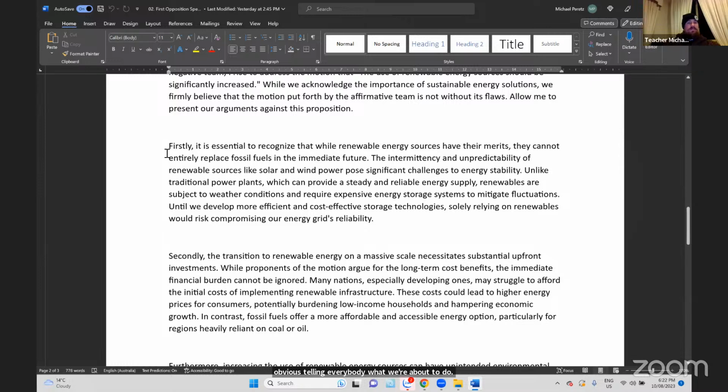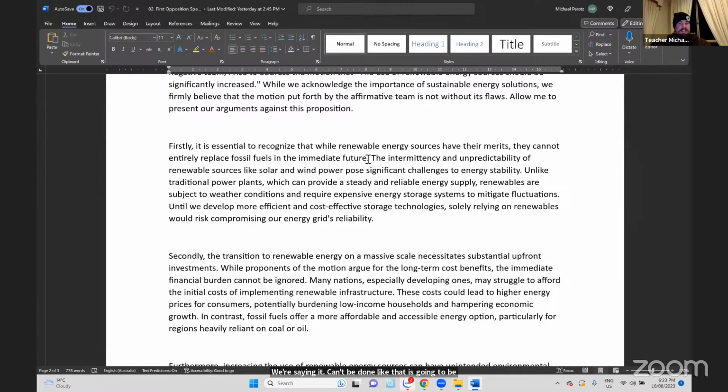So firstly, again, signposting, very obvious. It is essential to recognize that while renewable energy sources have their merits, they cannot entirely replace fossil fuels in the immediate future. So this is where we start to redefine the motion or redefine the topic of the debate, where we're saying, yes, renewable energy can help us in the future, but the proposition team are arguing we need to go 100% green energy and we need to do it now. We're saying it can't be done like that. There's going to be too many problems.